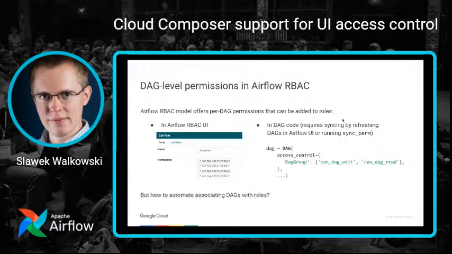So this model offers per DAG permissions that can be added to roles, and this can either be done in the Airflow RBAC UI or in the DAG code. There is the access control property. Although, at least in Airflow 1, it requires syncing by refreshing the DAGs in the Airflow UI or running the sync perm CLI command. So it's not fully automated, I would say.